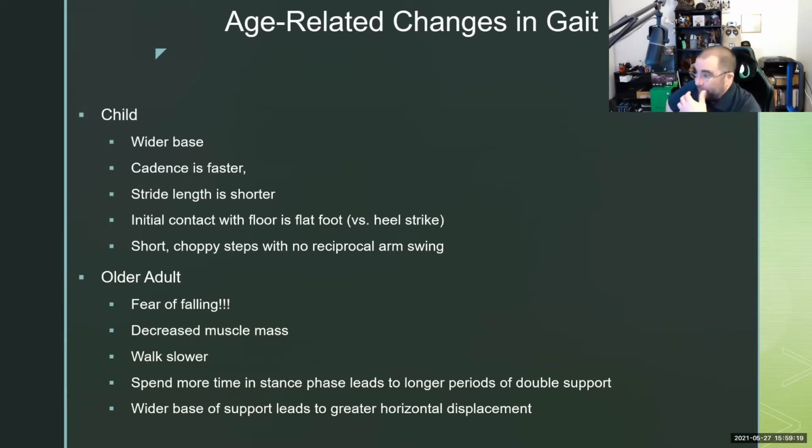I'm going to use Truman and myself as an example. When we start getting that way, Truman, we're actually using more energy doing that, which is funny because we're actually making ourselves more tired. It's kind of a vicious cycle, though, wouldn't you say? And then they have short, choppy steps, no reciprocal arm swing.